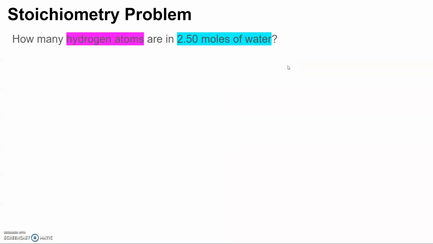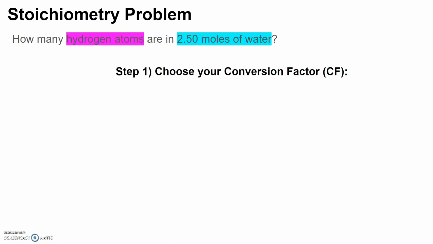So let's take a look at this problem again. How many hydrogen atoms are in 2.5 moles of water? So the first step with all these problems, of course, is to choose the correct conversion factor. And we do that by reading the problem, identifying our given and find. So in this case, we are given 2.5 moles of water, and we're trying to find the number of hydrogen atoms. And then using that to map out a plan. So we're going from moles of water to number of hydrogen atoms.